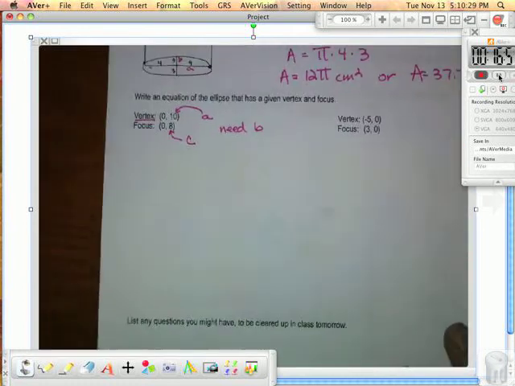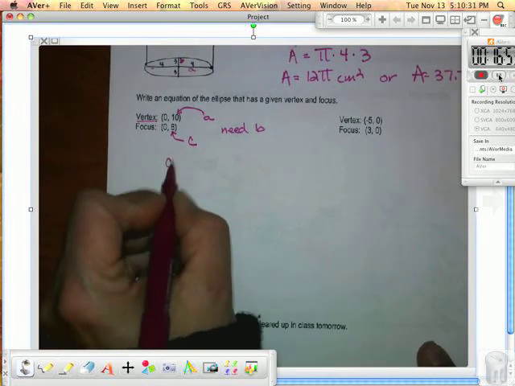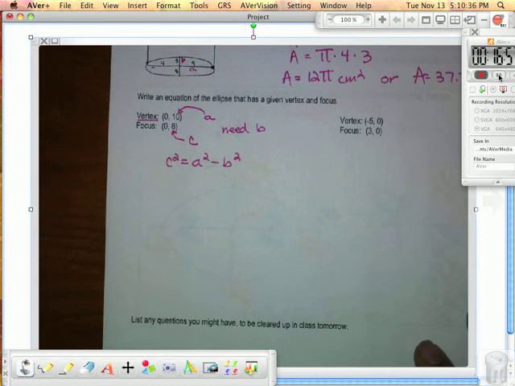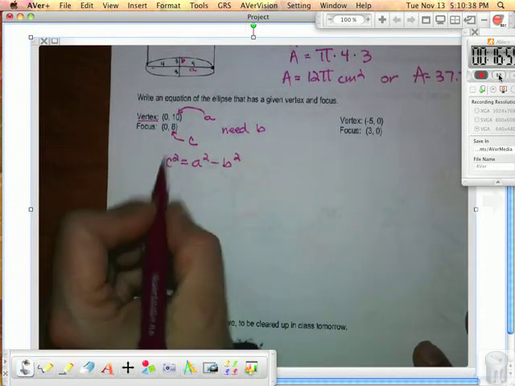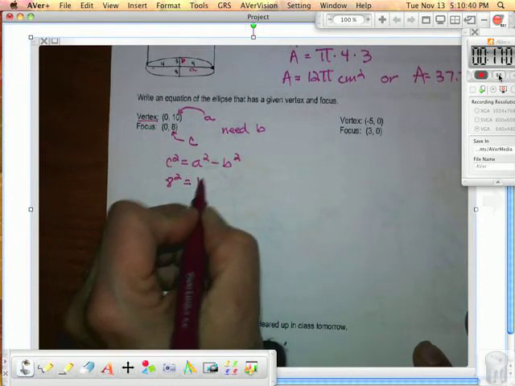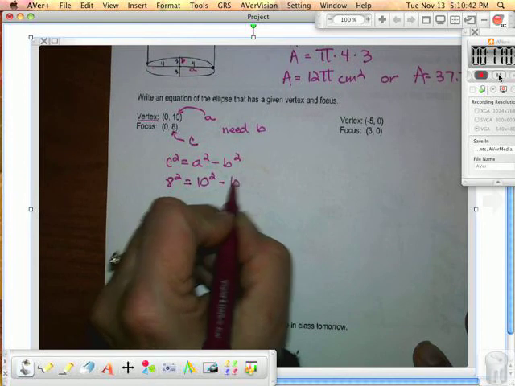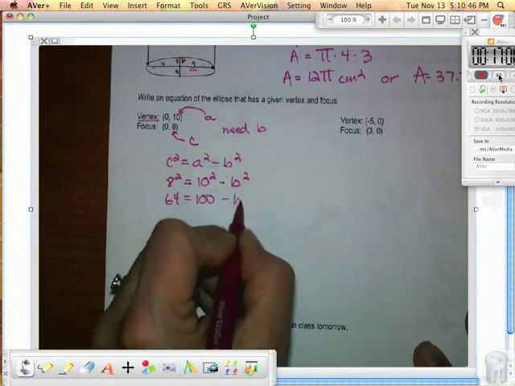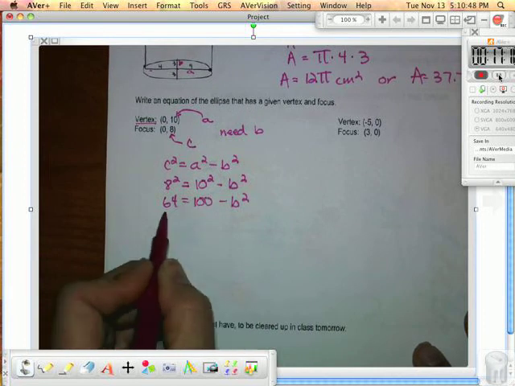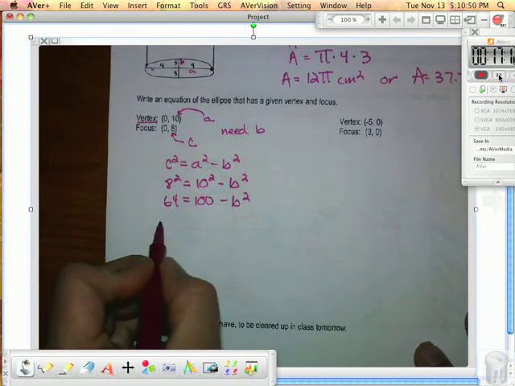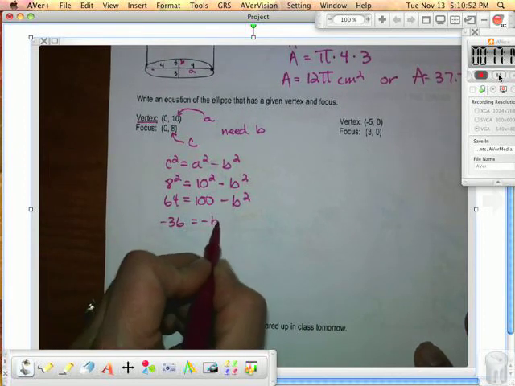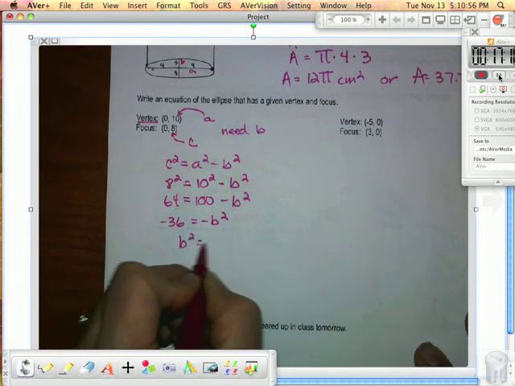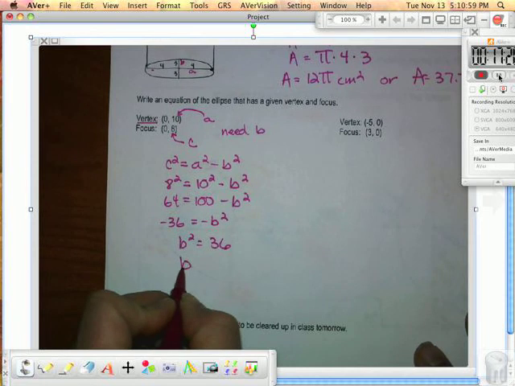So I'm going to use this equation to help me write this. I need to find B. So C squared equals A squared minus B squared. And C is 8. A is 10 minus B squared. 64 equals 100 minus B squared. Subtract 100 from both sides, and I get negative 36 equals negative B squared. Divide by negative 1, I get B squared equals 36. Then B is plus or minus 6.